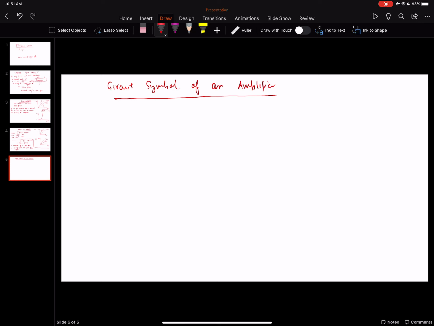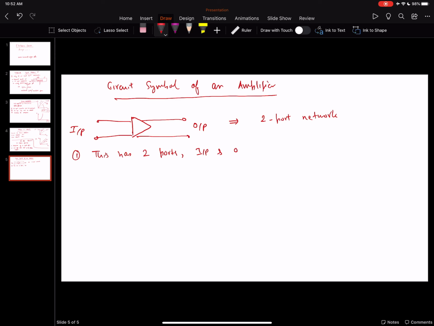The circuit symbol of an amplifier, very simplistically, looks something like this. Here is your input signal, here is your output signal. If you look closely, this looks like a 2-port network. This has 2 ports: one is an input port and the other is an output port.